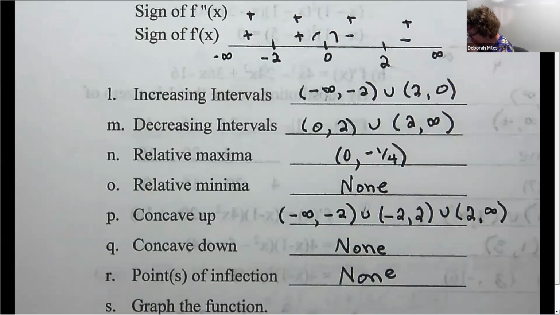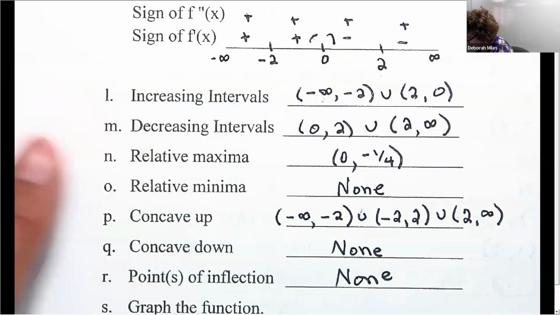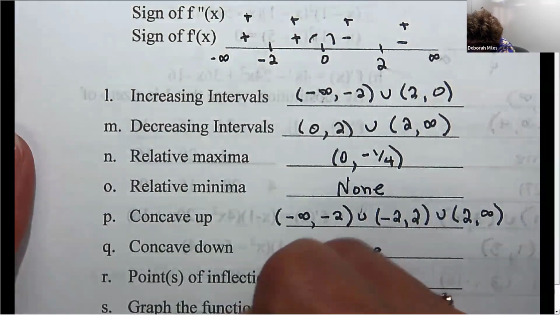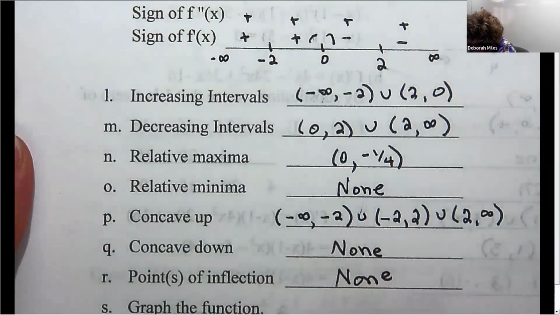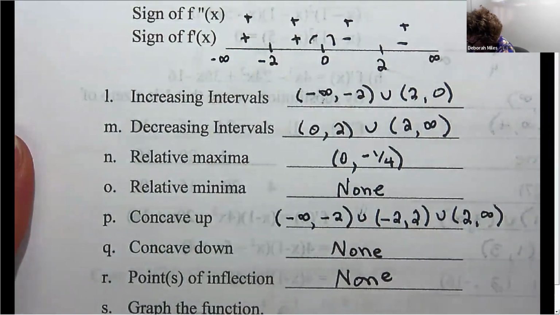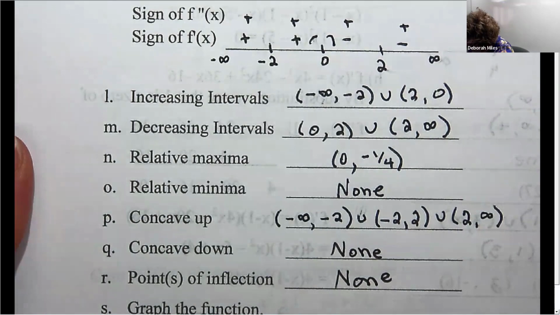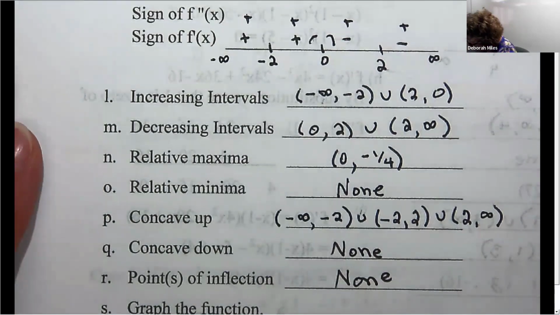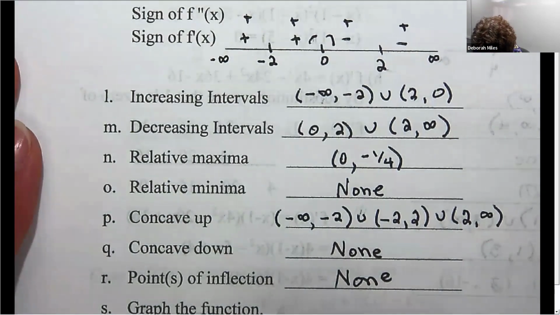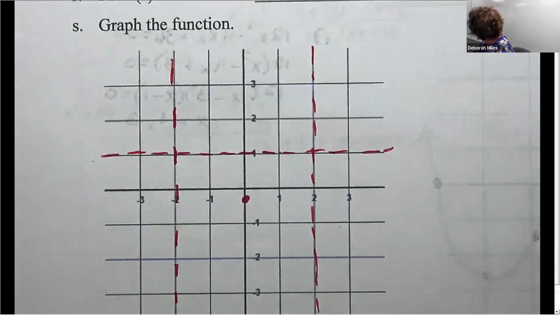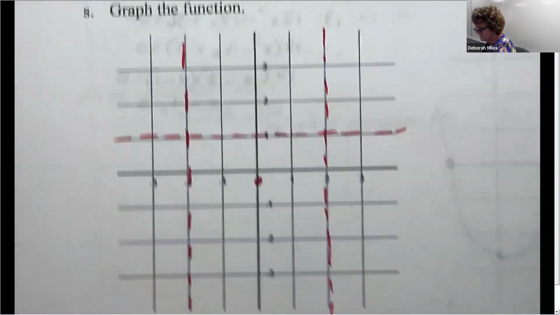What else could I graph to begin with? The asymptotes, yeah. B and E. -2, +2 on my vertical asymptotes, and 1 is my horizontal asymptote. Oh, sorry, you can't see what I'm doing. Oops.